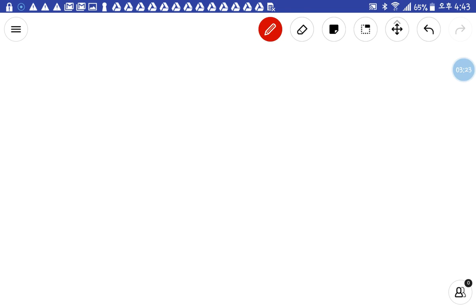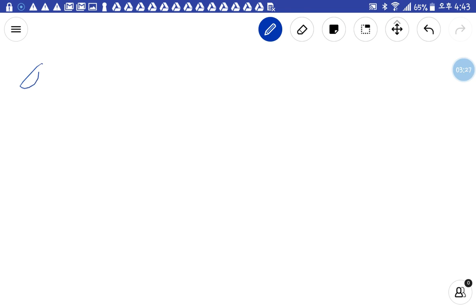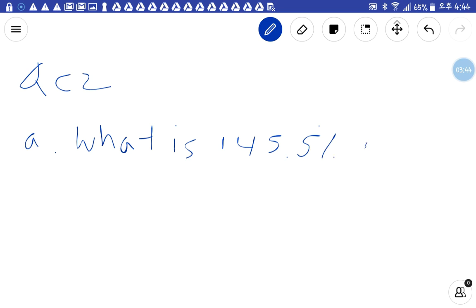All right, let's work on the quick check 2. I'm going to show you how to do it. So quick check 2A. My question is this. We have to write and solve an equation. So what is 145.5% of 20?